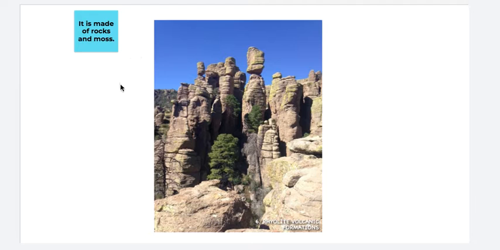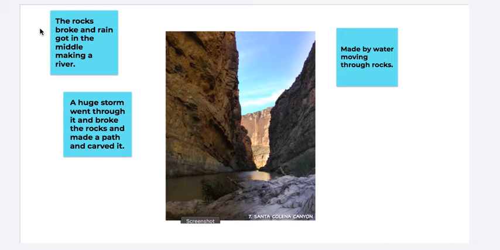Oh, it is made of rocks and moss. The rocks broke and rain got in the middle, making a river. See, we have another one of these where there's water flowing through. A huge storm went through it and broke the rocks and made a path and carved it. Also made by water, moving through rocks.